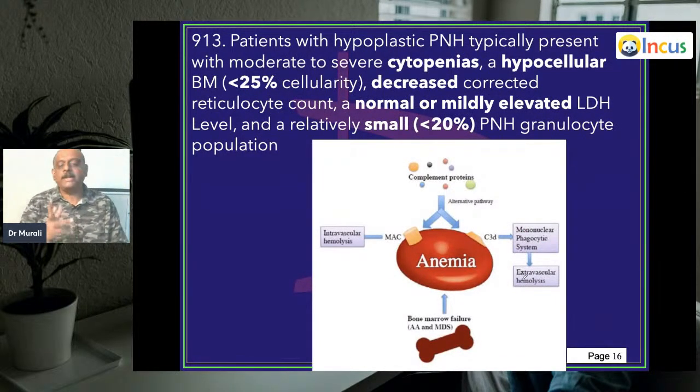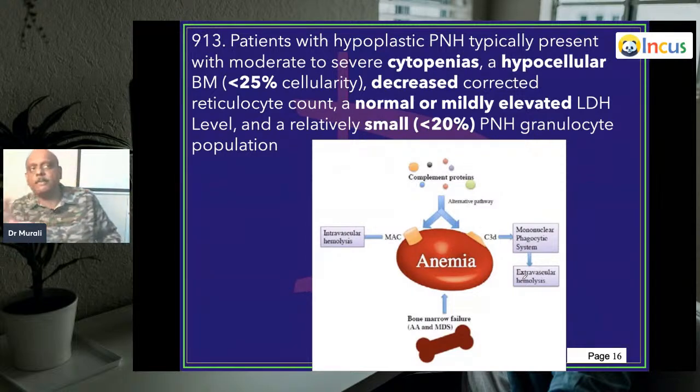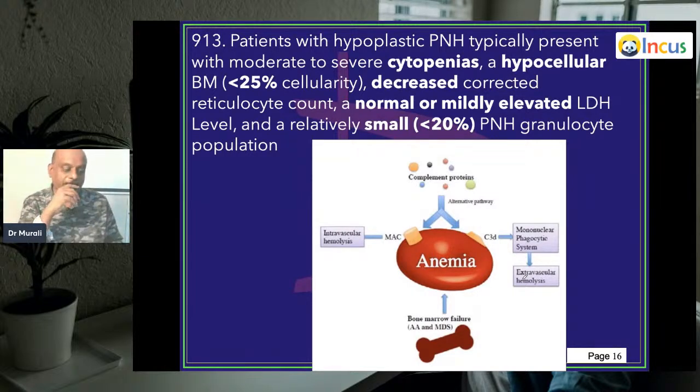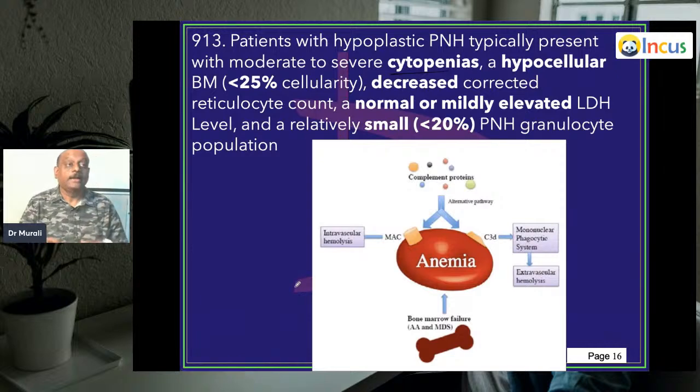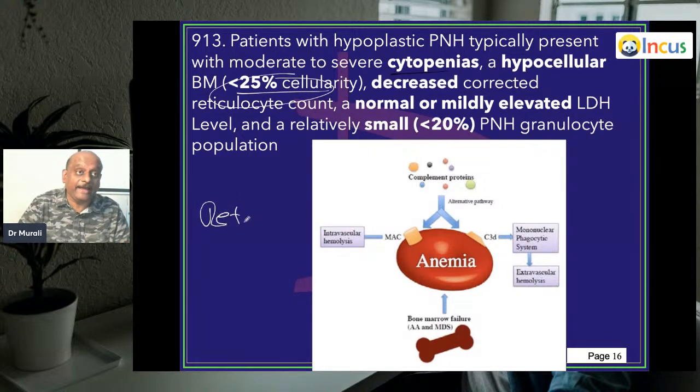There is another type of PNH called hypoplastic PNH. This has moderate to severe cytopenias and a hypocellular bone marrow, that is, less than 25% of the cells only are there in the bone marrow, right? And in these people, the reti count, instead of being high, what will happen the moment PNH patients develop a hypocellular marrow?